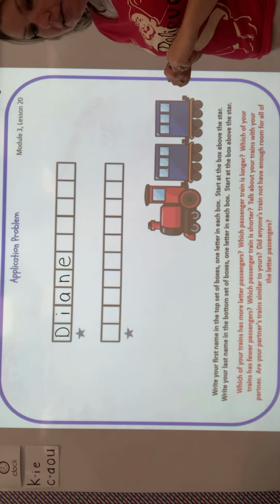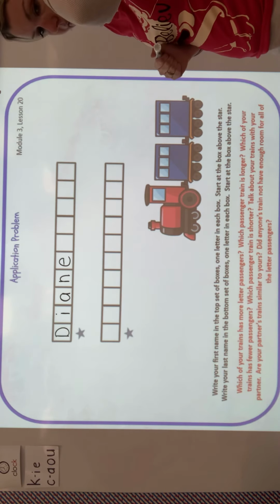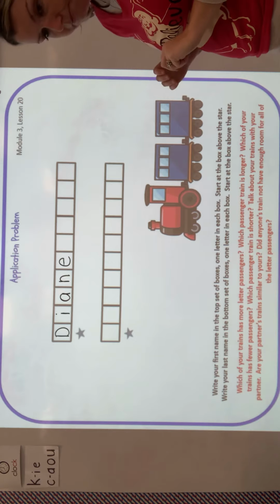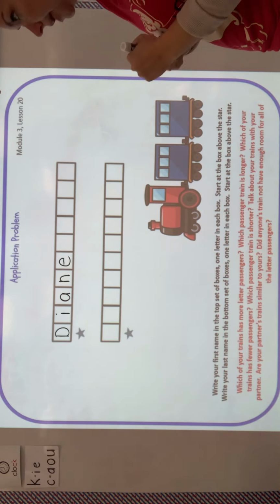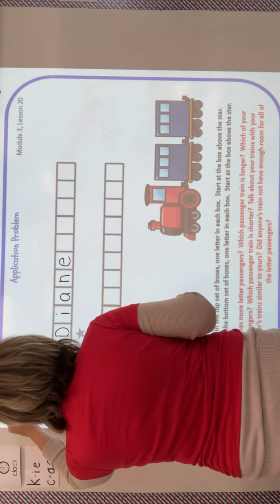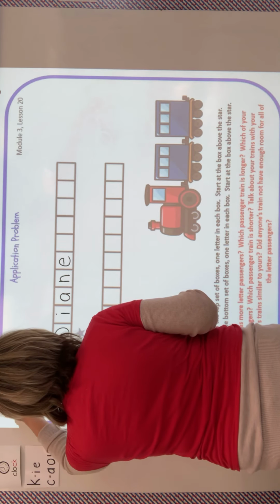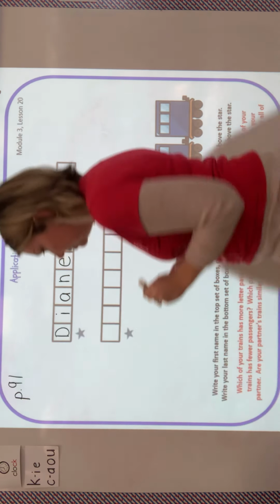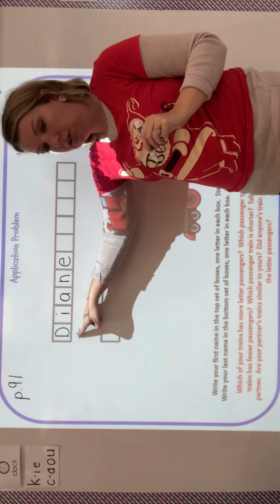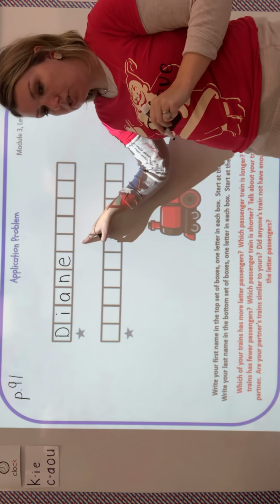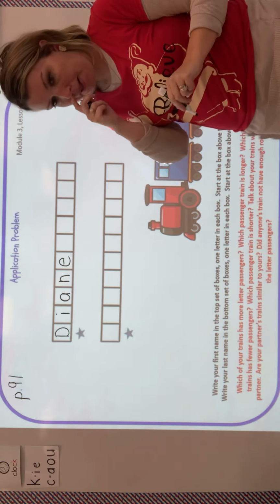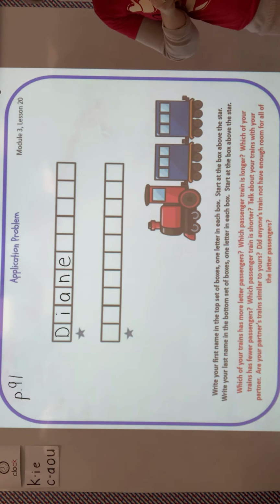Miss Kate? Yes. What we have to do? You're gonna open your math book, your Blue Learn book, to page 91, and you're gonna write your first name, starting at the star. I know what's my first name. Okay, write it down. First name is John, and I know that. Yeah, I know that too.